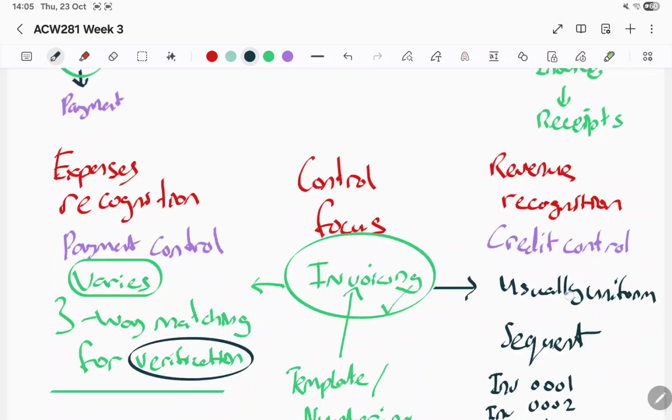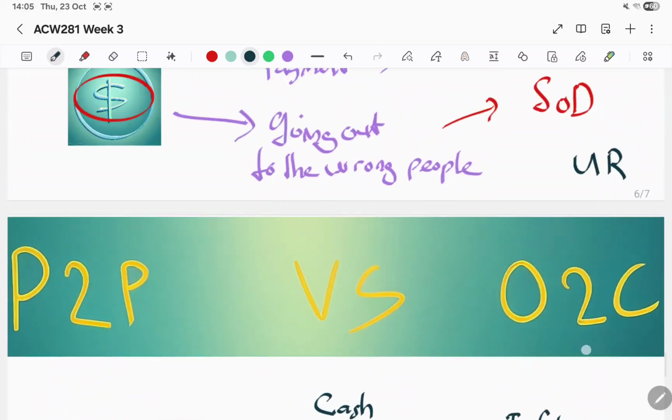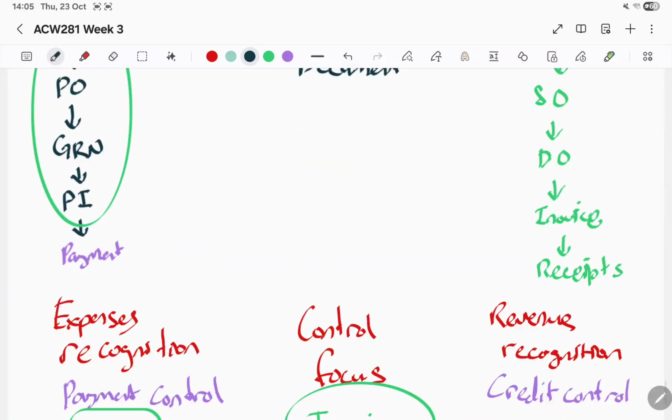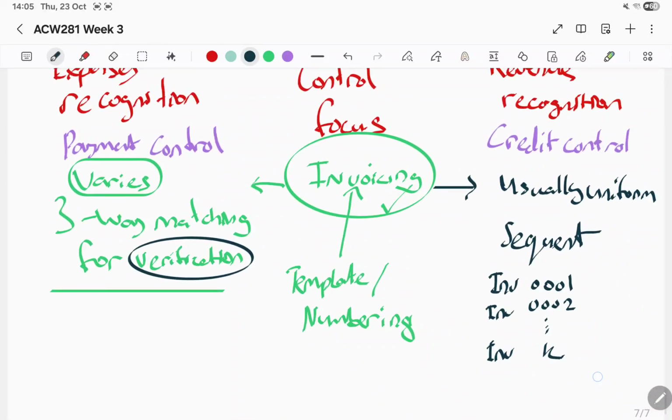A little bit comparison over here, and the final key is E.